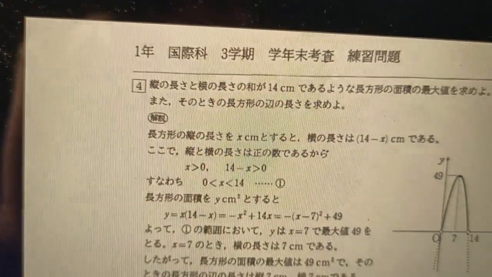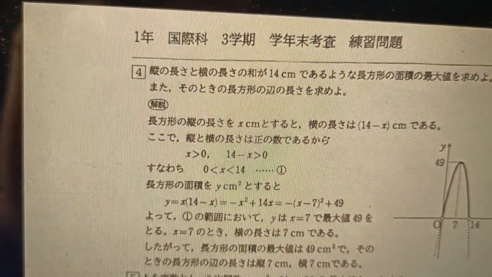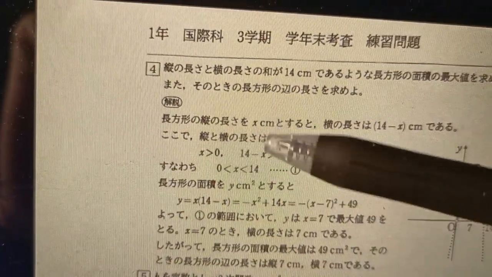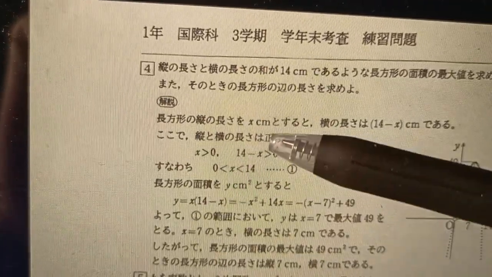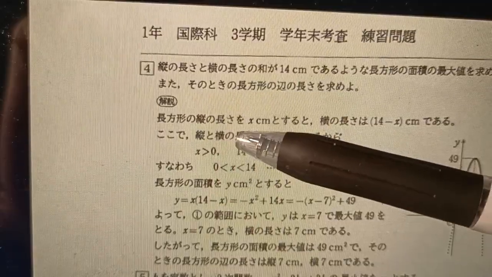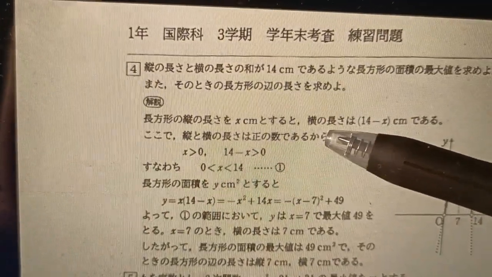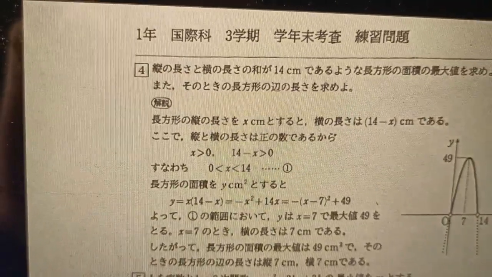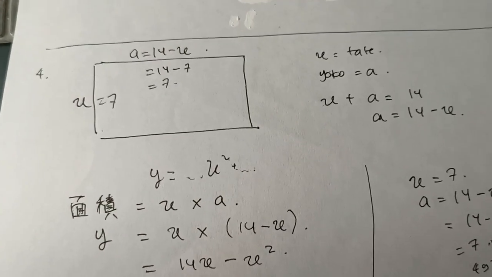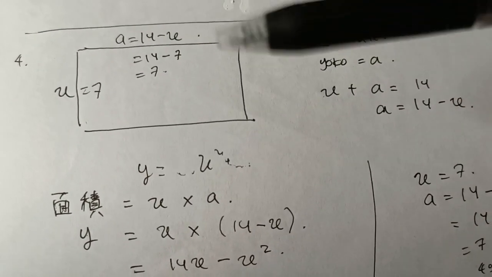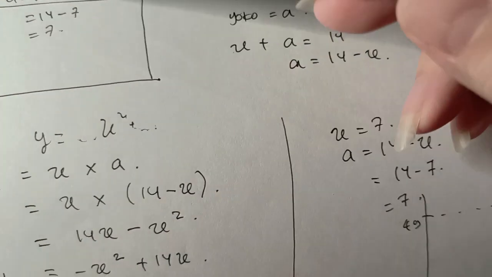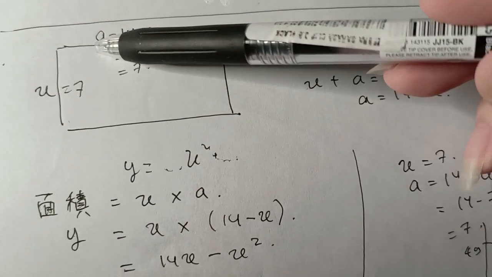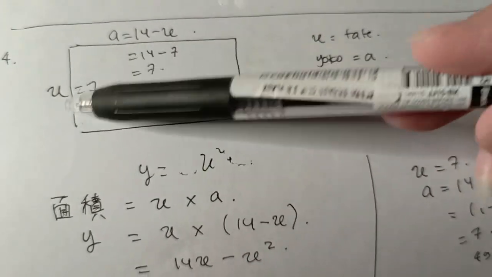So what is the difference with mine? It's basically the same. I'm just using a different initial. I'm using A, while over here they are not using anything, only X. So they are defining it as X, and then the yoko no nagasa is 14 minus X. It's actually the same. You can basically make it B, C, D, E. Anything will be the same.